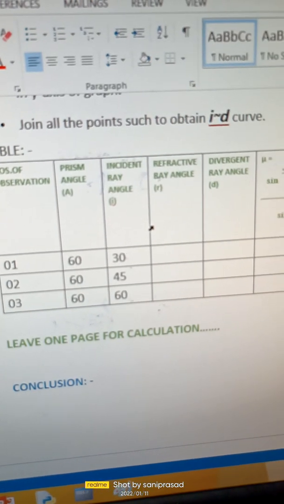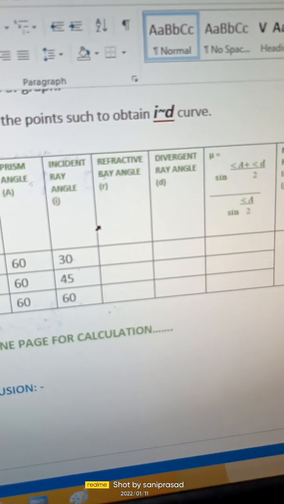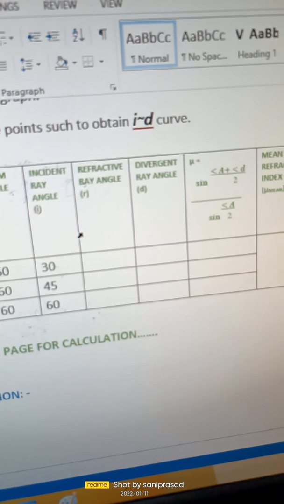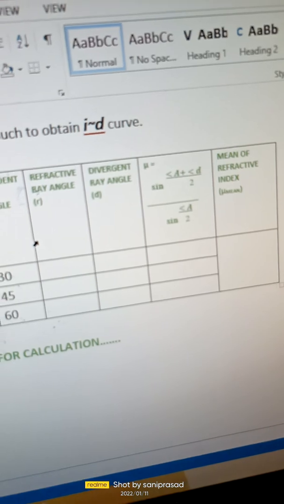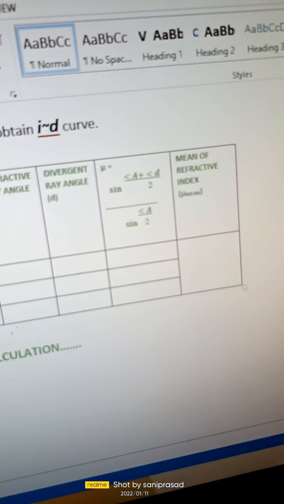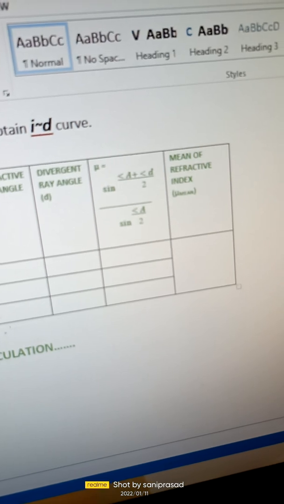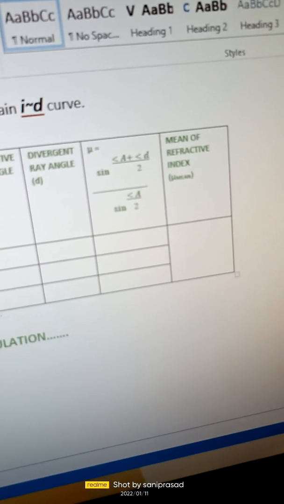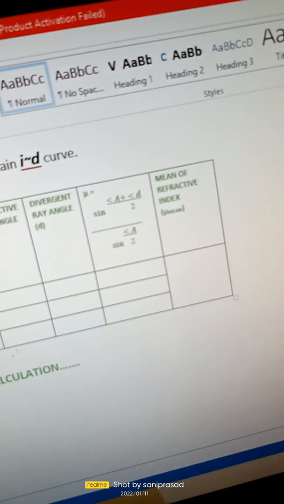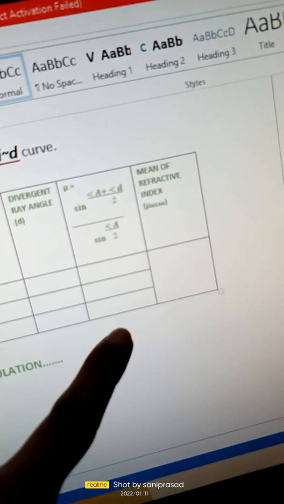Look at the table: angle of prism 60, incidence ray you can take it, I took 45, you can take 30, you can take 60, any angle. Then refractive angle, what will it come? You can write here. Then divergent ray, which is the angle of deviation, we need that, we don't even need the refractive angle. Okay, so we require the divergent ray. Okay, so how much did the divergent angle come? Mine came 30. Okay, so put this value and find out the refractive index of a glass prism.